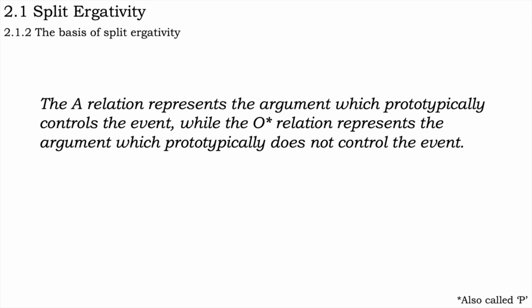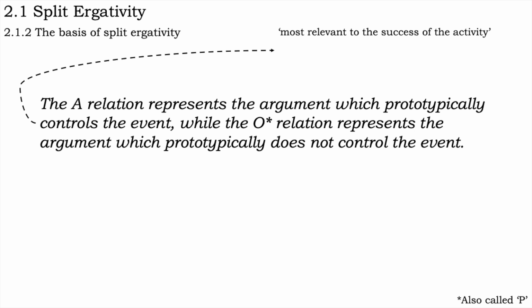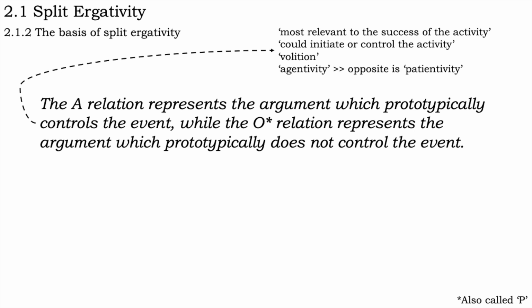Recall that in Part 0, I said the following about A and O. The A relation represents the argument which prototypically controls the event, while the O relation represents the argument which prototypically does not control the event. To clarify, here I use the phrase "controls the event" to mean most relevant to the success of the activity, or could initiate or control the activity, according to Dixon. Other synonyms are volition and agentivity, the opposite of which is patientivity.